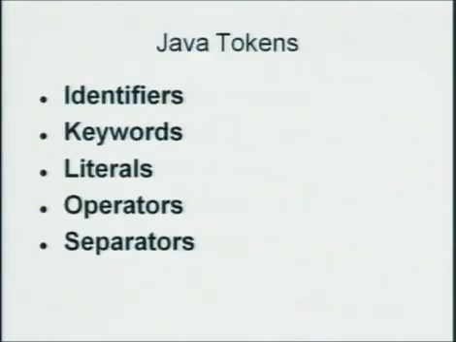Okay, start with the topics of Java programming here. Start with the first, that is Java tokens. Token means the smallest addressable part of your program. That is called a token. It can be an identifier, a keyword, a literal, an operator, or a separator.